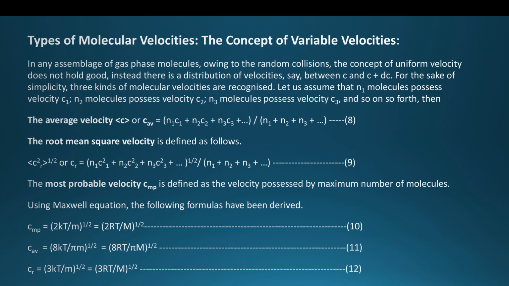Types of molecular velocities, concept of variable velocity. In a previous video, we have given details about this. Here we are repeating it. Three kinds of velocities are recognized: root mean square velocity, average velocity, and most probable velocity. Using the Maxwell equation, these equations can be derived. The equation for most probable velocity is under root 2kT over m. For average velocity, under root 8kT over pi m. For root mean square velocity, under root 3kT over m.